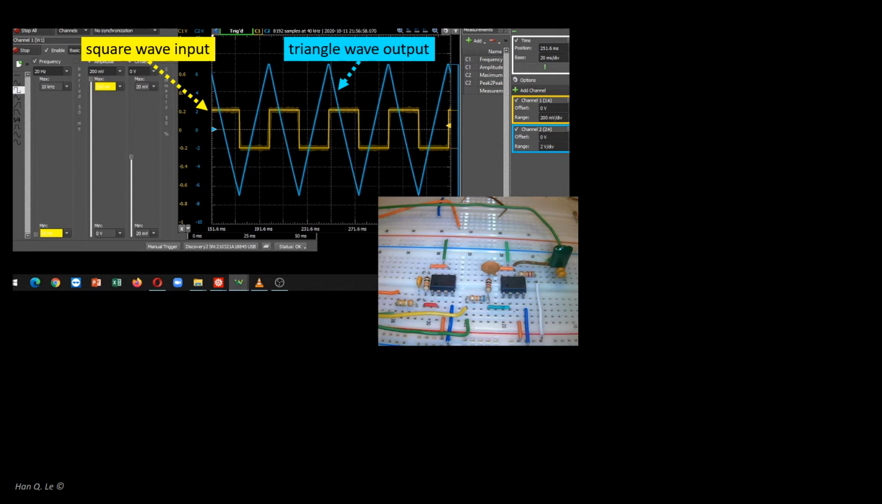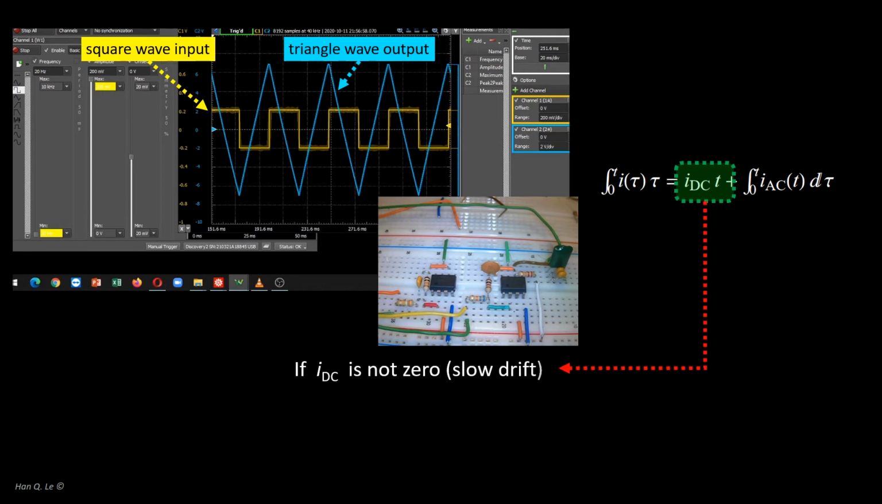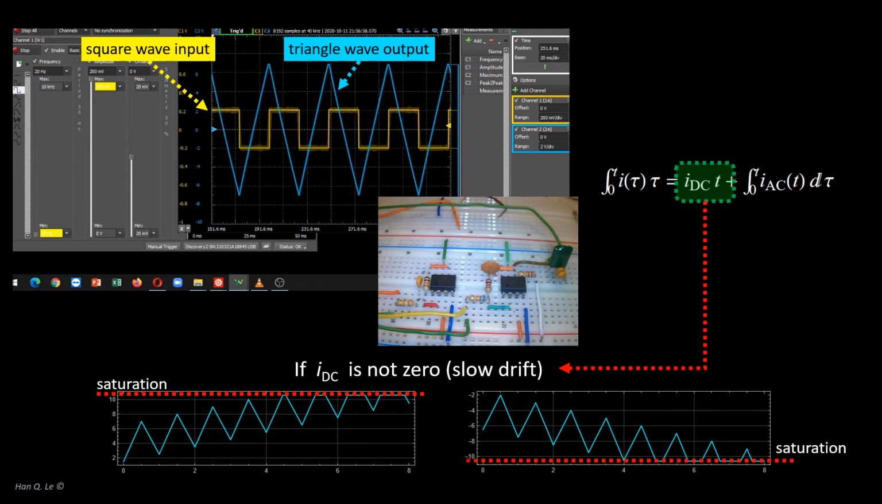In an earlier discussion, the input was decomposed as a sum of two terms, a DC component and an AC component. The DC component accumulates versus time, hence if it is not zero, it will contribute as a linear slope in the output. The slope is upward or downward depending on whether I_DC is positive or negative. Clearly, this is highly undesirable for the measurement.